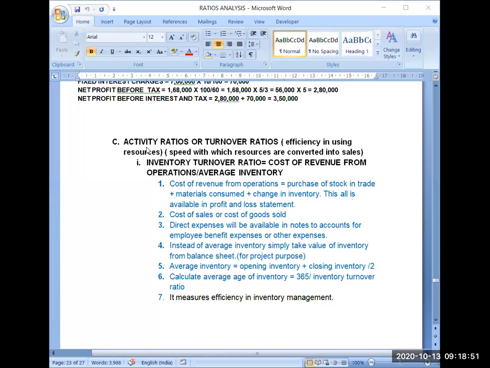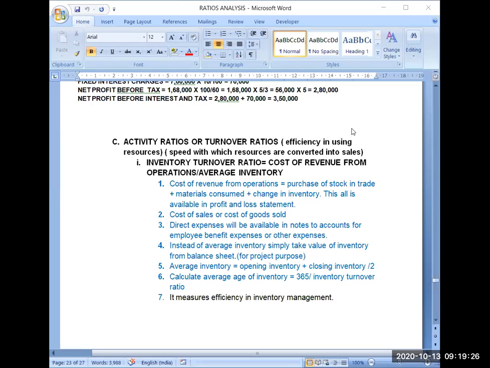So today we will be discussing activity ratios or turnover ratios. And why is it called activity ratios? Because these ratios will help you in measuring the efficiency of the management in using the resources. It will help you to calculate or estimate the speed with which the resources of the organization are used or converted into sales.